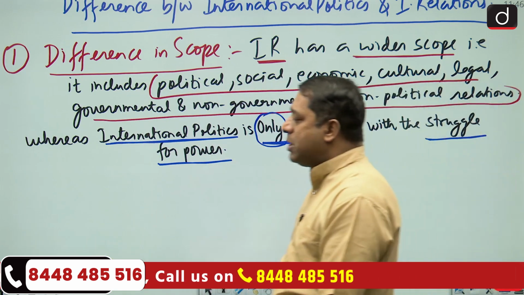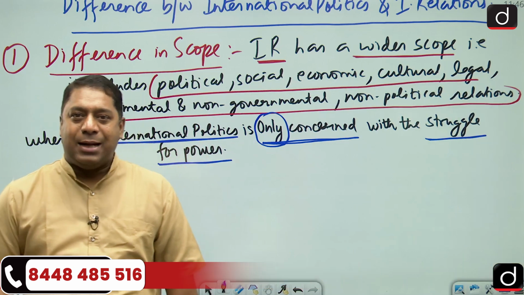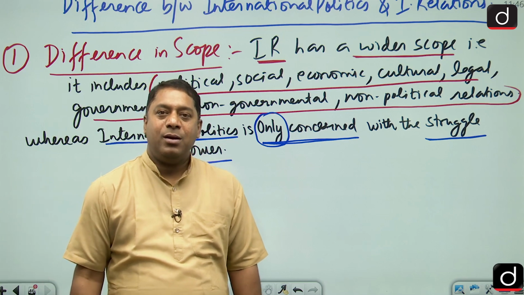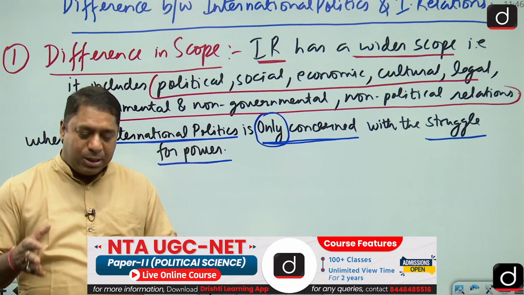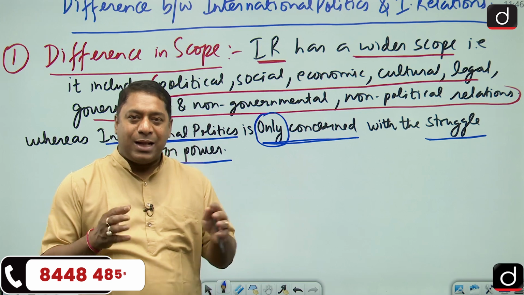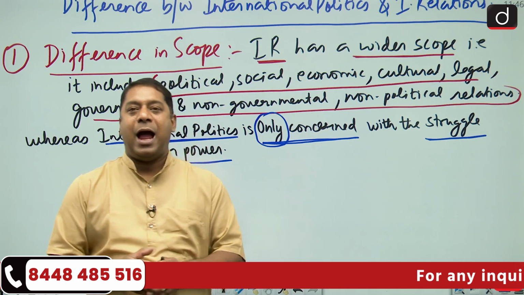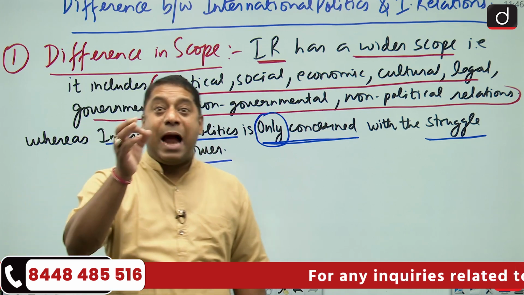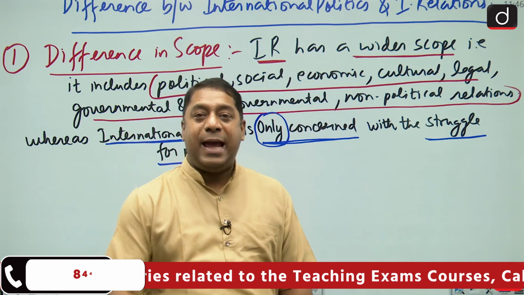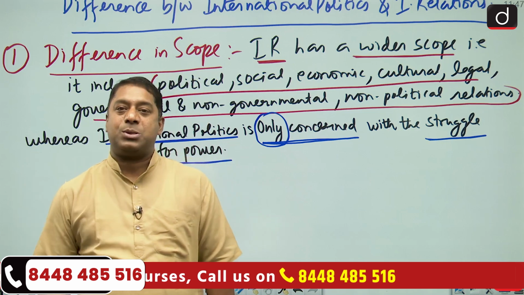Now, the second difference comes with regard to aim. You must all understand that the ultimate aim of international relations in today's 20th or 21st century is nothing else but the establishment of international peace through cooperation and agreement. ये है ultimate aim with regard to international relations.